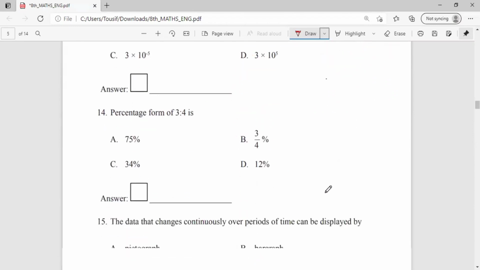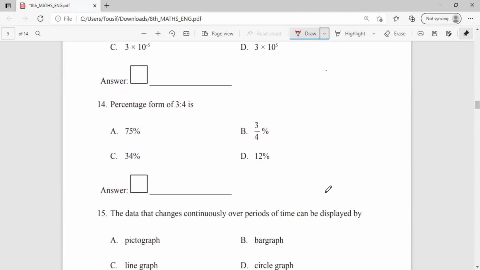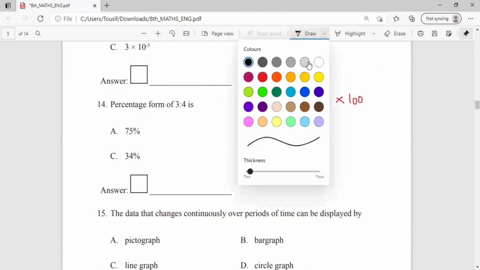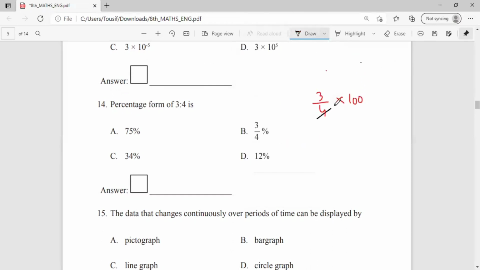Moving to the next one. Percentage form of 3 is to 4. So 3 is to 4, that is in the form of a ratio. Let us write it in the form of a fraction, that is 3 by 4. And they're saying to write it in the form of a percentage. If anybody asks you to write in the form of a percentage, just multiply by 100. So 3 by 4 into 100. 4 ones are 4, and 4 25s are 100. So 3 into 25 will give the value as 75%. 75% is the right option.